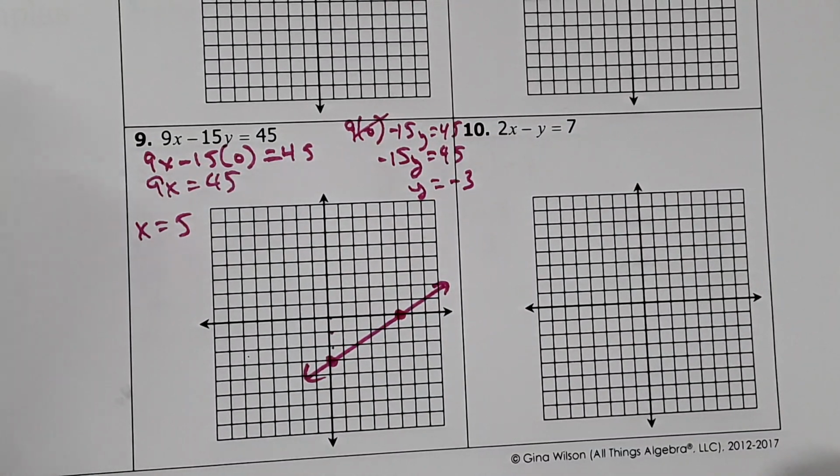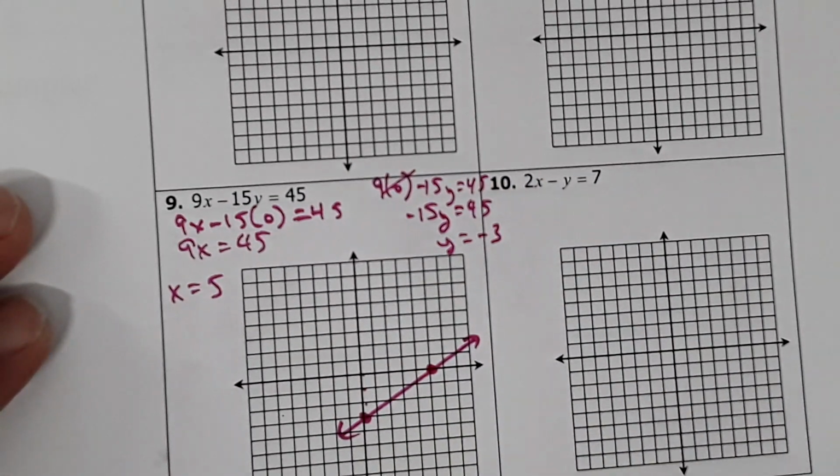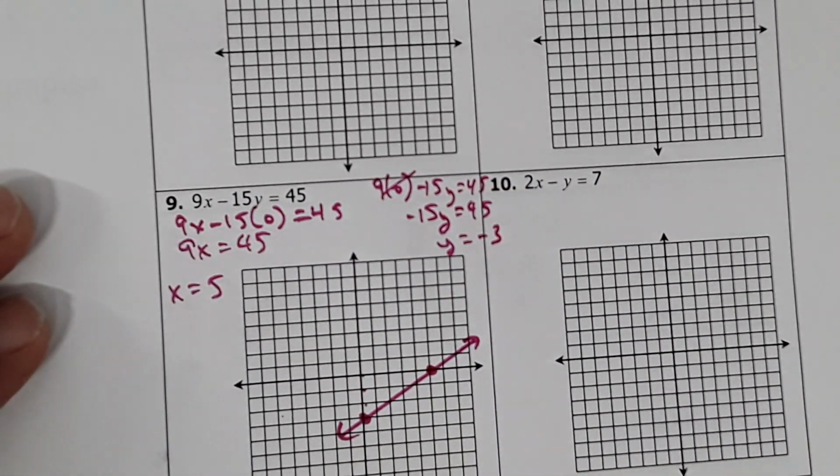Okay? So intercepts, think zeros. We got to plug zeros in to find the intercepts. That is assignment 17.